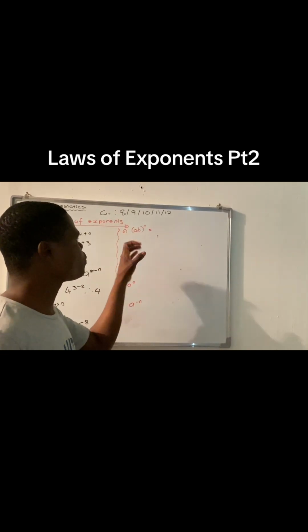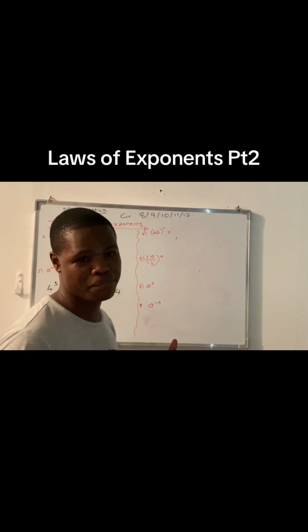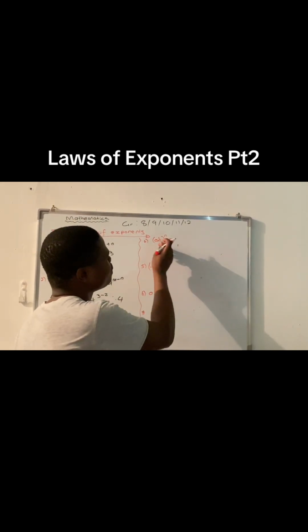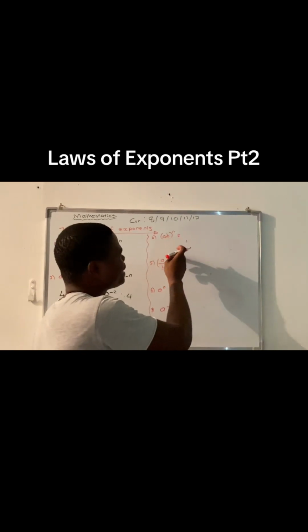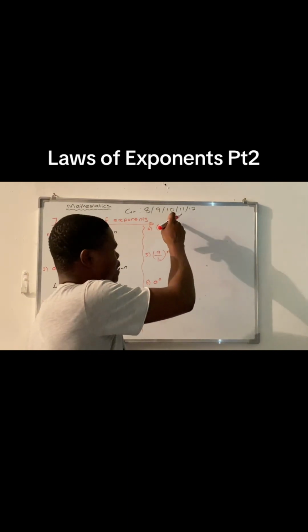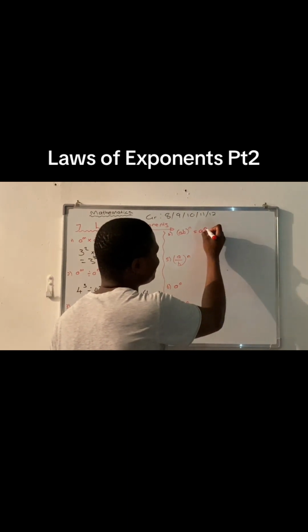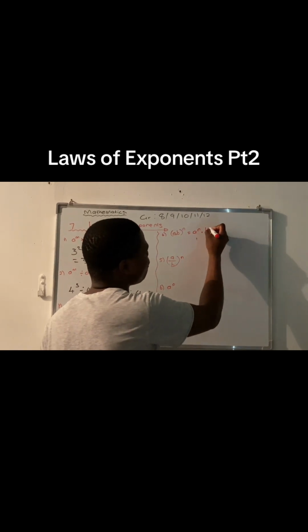You usually get this when you've got two different variables in a bracket and raised to the power of something. So the law says that when I've got a product inside the bracket, I need to raise every variable that is inside the bracket to the exponent. So I'll have something like this: a to the power of n multiplied by b to the power of n.